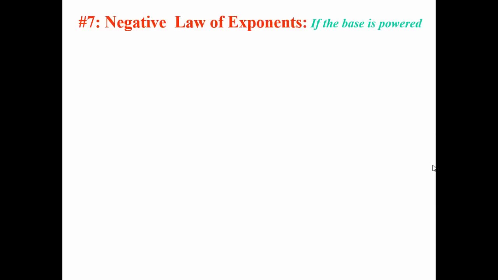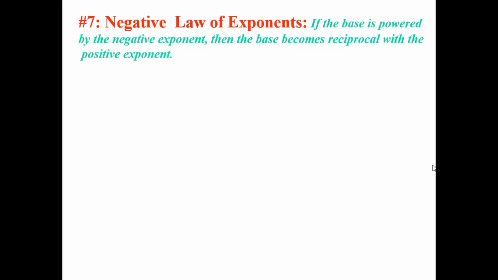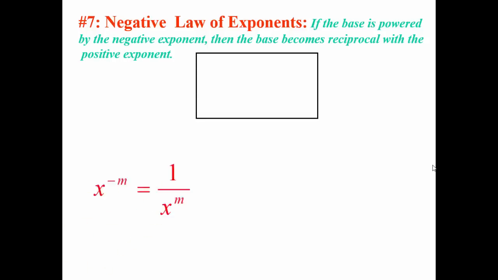Guys, I think this is the last law we're going to do. If the base is powered by a negative exponent, then the base becomes the reciprocal with a positive exponent. Reciprocal is a really important word for us to know. If you guys do not know that one yet, please know it's going to be in our vocabulary a lot. A reciprocal is when we have basically the opposite. So here we have x raised to the negative m. The reciprocal of that is going to be 1 over x to the positive m.